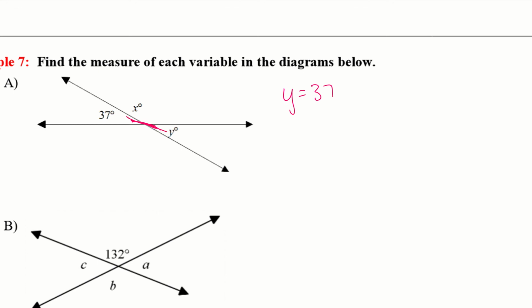Alright, next we have this linear pair right here, where we have this 37 and the x. Those are linear pairs. So for my x value, I'm going to subtract 37 from 180 to figure out what my x value is. So x equals 143 degrees.